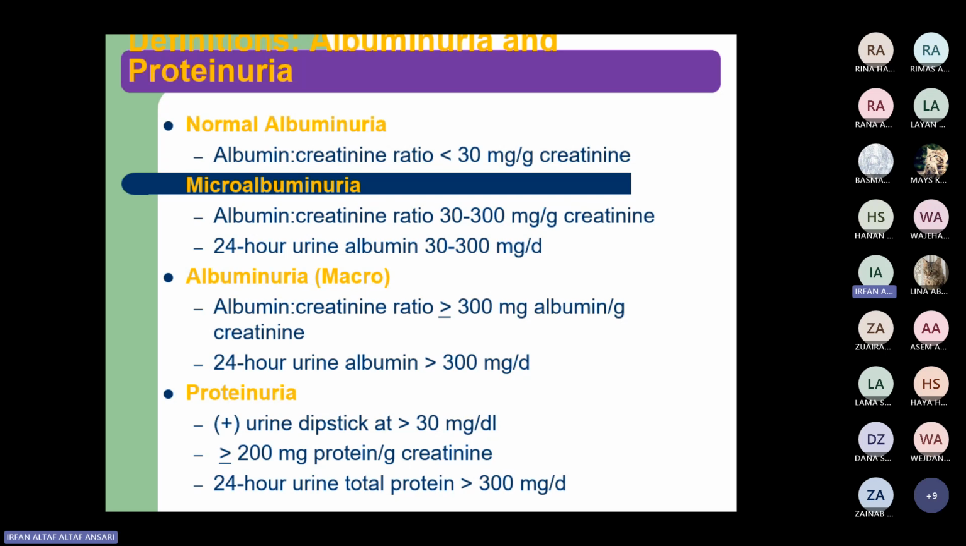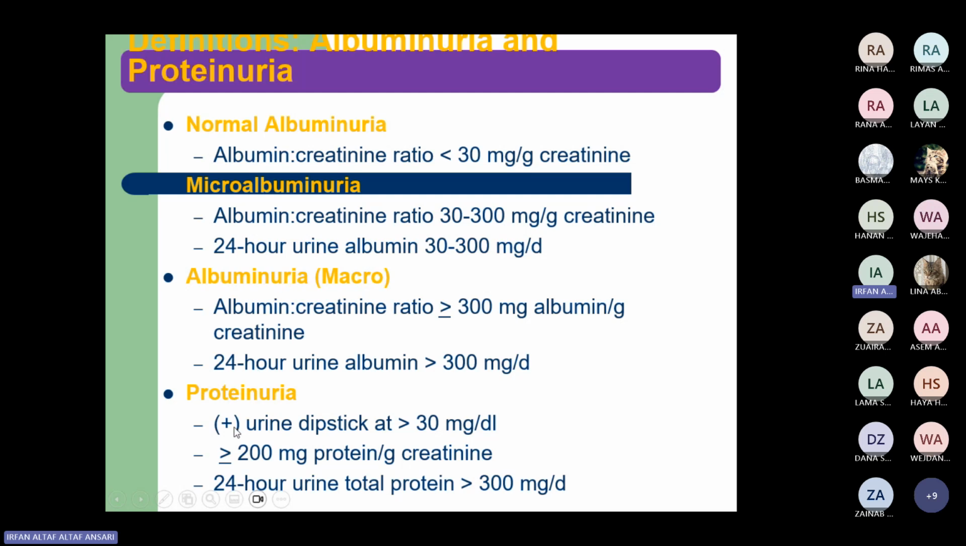As we talk about a lot of proteinuria, what are the different definitions? Normal albuminuria is when the albumin creatinine ratio is less than 30 milligrams per gram of creatinine. So this is the normal albumin excretion in the urine. When do you call it microalbuminuria? When the spot albumin creatinine ratio is in a range of 30 to 300 milligrams per gram of creatinine, or 24-hour urine albumin is in a range of 30 to 300 milligrams per day. This is known as microalbuminuria. Albuminuria is when the albumin creatinine ratio is more than 300 milligrams albumin per gram of creatinine, or the 24-hour urine albumin excretion is more than 300 milligrams. So we call it macroalbuminuria.